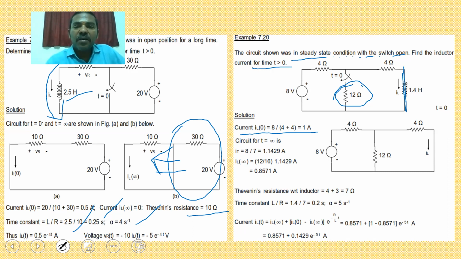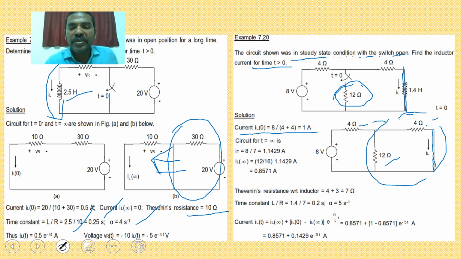Then the t greater than 0 condition. So here, inductor will be short circuited. So you have to go for the 12 ohms and 4 ohms connected in parallel. So 12 into 4 divided by 12 plus 4, so you can get 3 ohms. So this value is connected in series with 4 ohms.